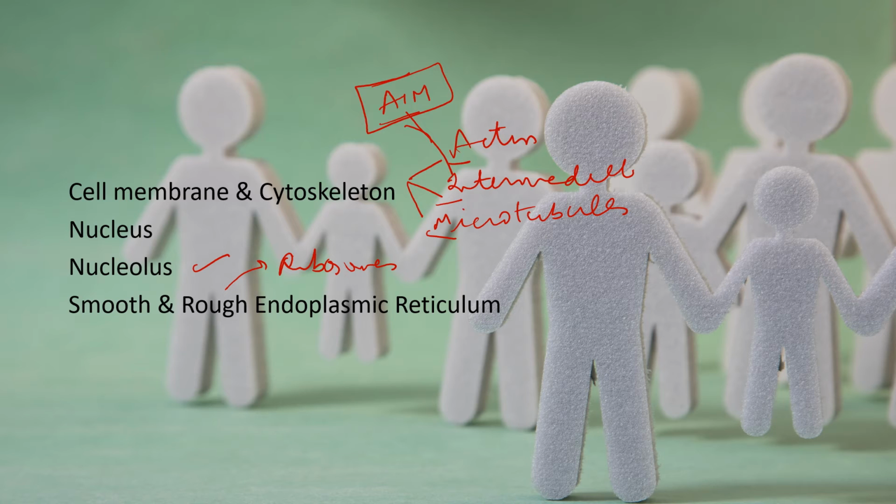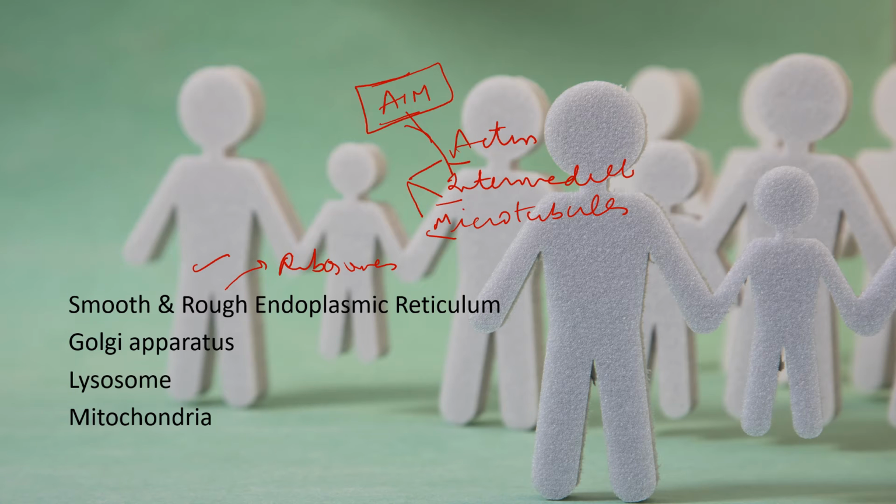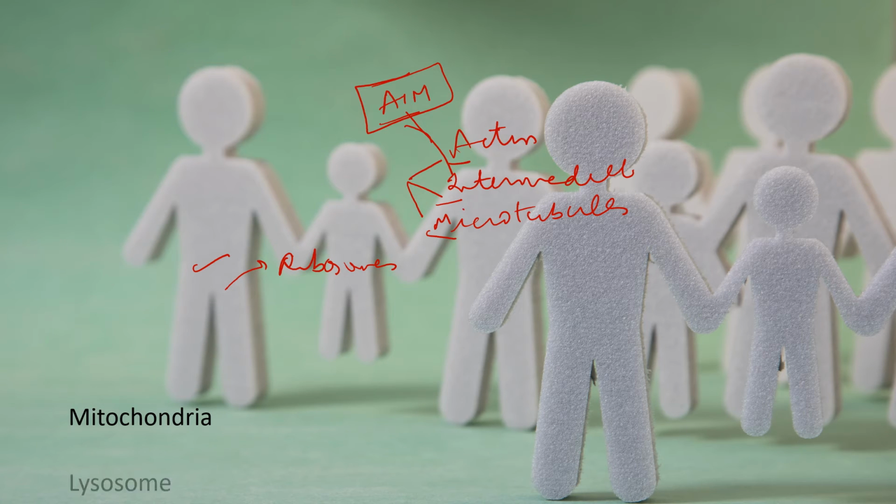Your smooth endoplasmic reticulum is involved in synthesis of steroid hormones and lipoproteins. Then your Golgi apparatus, which helps in protein modification. Your lysosome helps in waste disposal, and the mitochondria, the powerhouse of the cell. So this is about the various organelles inside your cell.